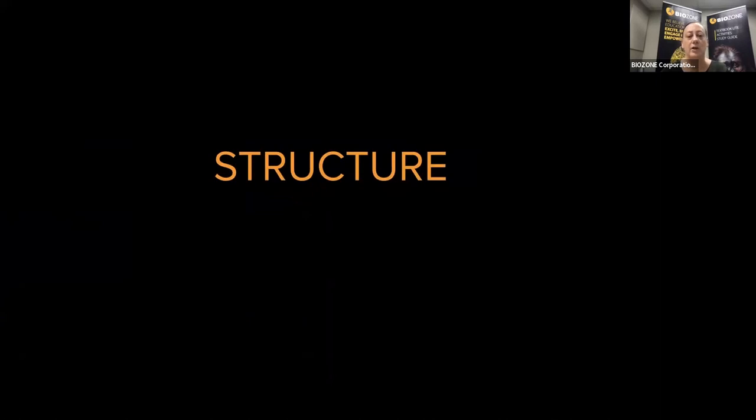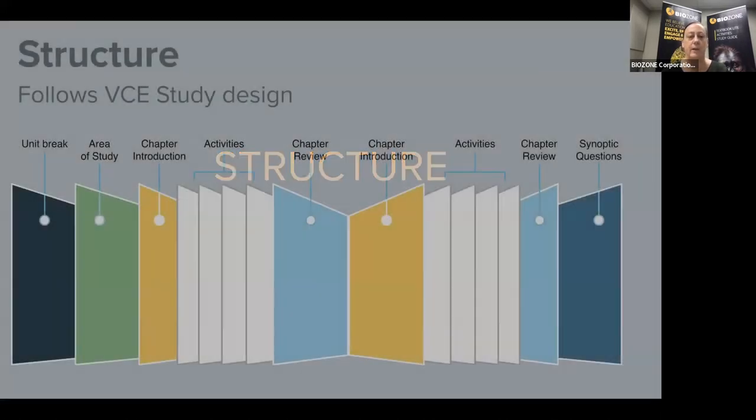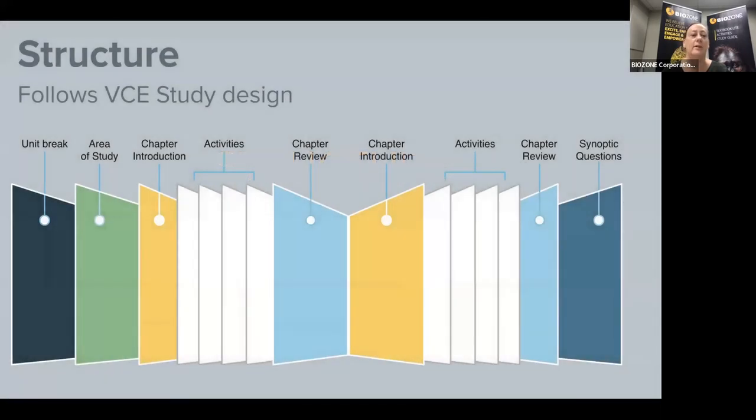Let's look now at the structure of our VCE Biology titles. As I've already mentioned, they follow the latest VCE study design. That means that the units and areas of study are clearly identified. Looking at an area of study, it begins with a chapter introduction, followed by several activities to support the content, and then concludes with a chapter review.